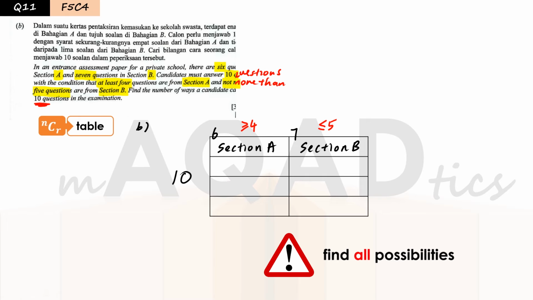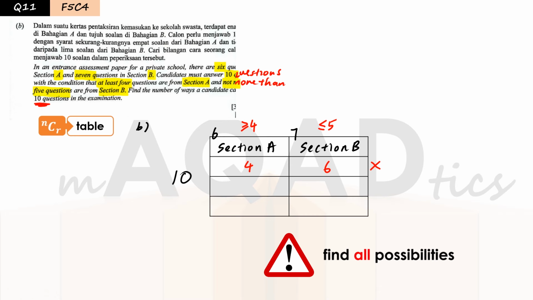Since for section A the condition is at least 4, let's start with 4. We are going to answer 4 questions in section A. So this means we need to answer 6 questions in section B, because in total we need to answer 10. So 10 minus 4 is 6. But does this 6 satisfy the condition here? The answer is no, because we already exceed 5. So this cannot be our possibility.